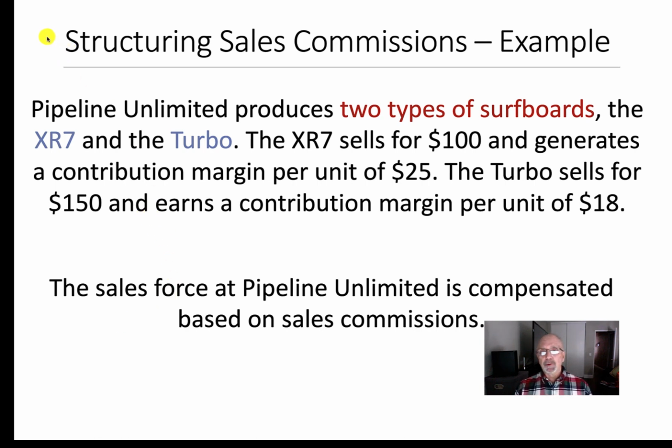Pipeline Unlimited produces 2 types of surfboards, the XR7 and the Turbo. The XR7 sells for $100 and generates a contribution margin per unit of 25. The Turbo sells for $150 and earns a contribution margin per unit of 18. The sales force at Pipeline Unlimited is compensated based on sales commission. So remember, sales commission is a percentage of your dollar sales.